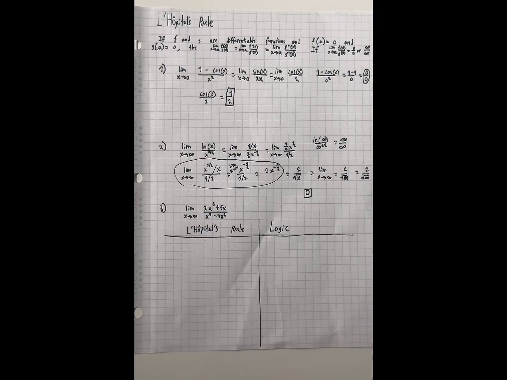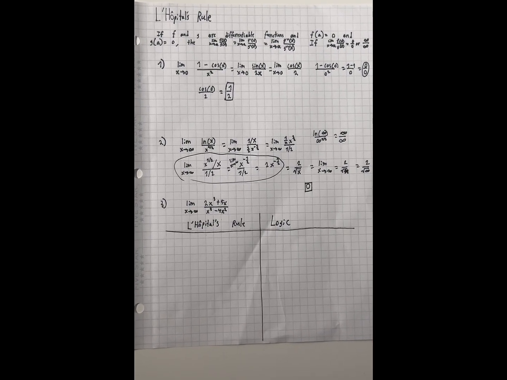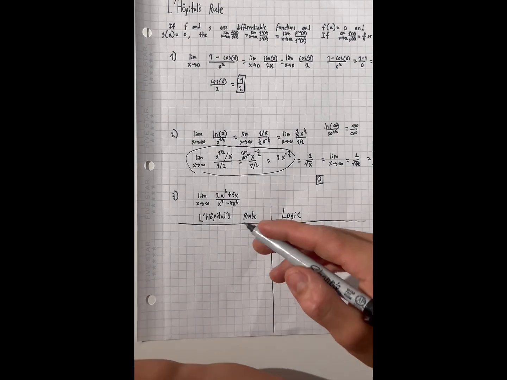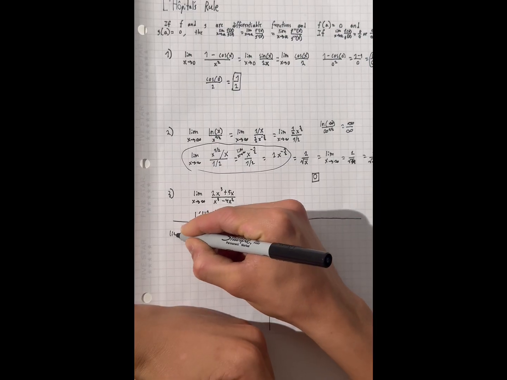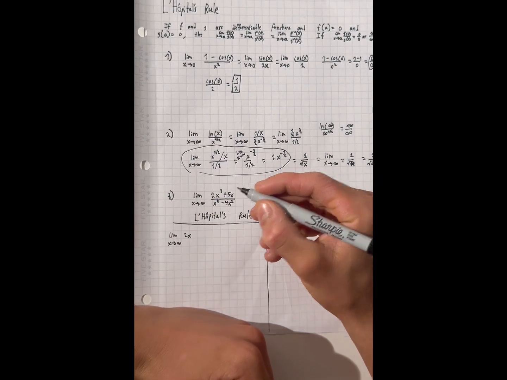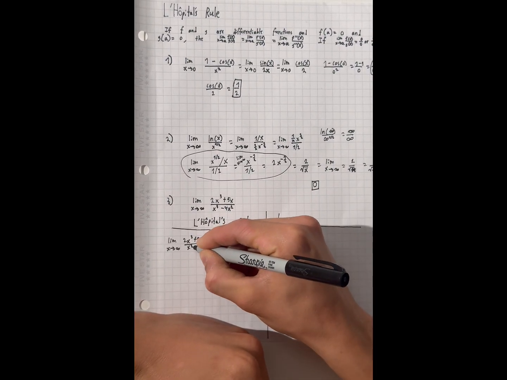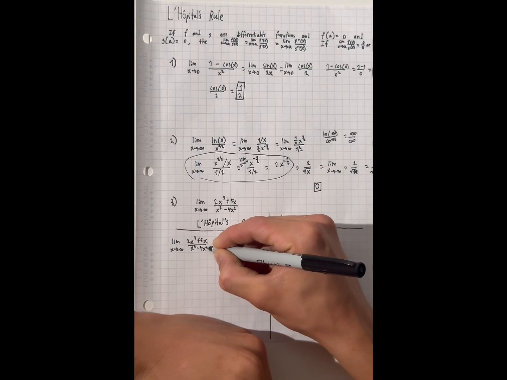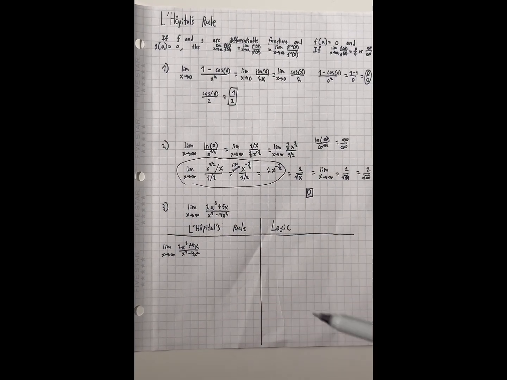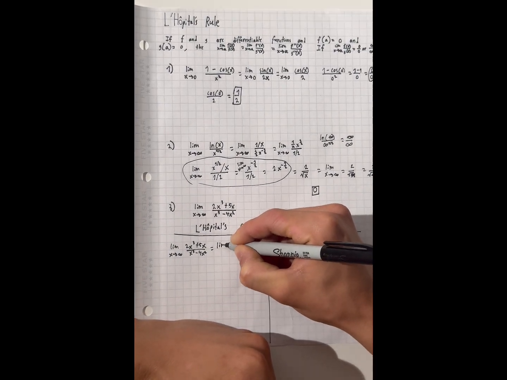Okay, so now we can try number 3, and we're actually going to solve it two different ways. We're going to solve it using L'Hopital's rule and logic. First, let's start by using L'Hopital's rule. We have the limit as x approaches infinity of 2x cubed plus 5x over x to the third minus 4x squared. If we plug in infinity, we're going to get infinity at the top, infinity at the bottom, so we can start finding our first derivative.